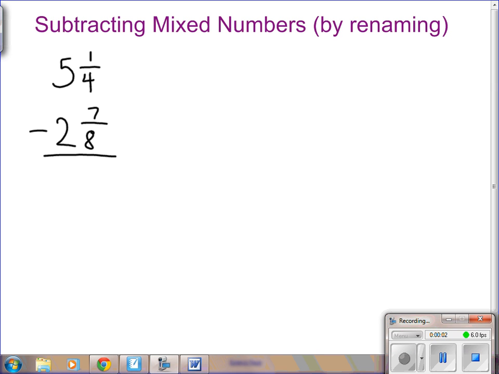Let's say you have the problem 5 and 1/4 minus 2 and 7/8. The first thing that you want to do when subtracting fractions is to find a common denominator. I know the common denominator between 4 and 8 is 8.